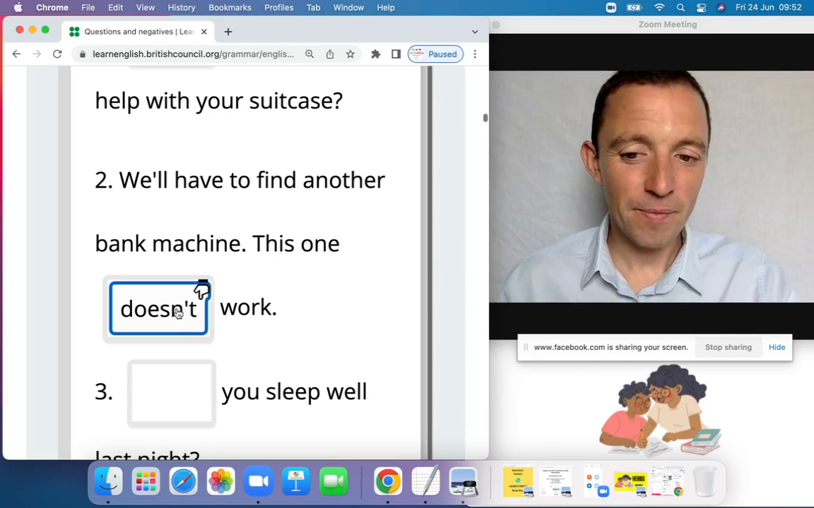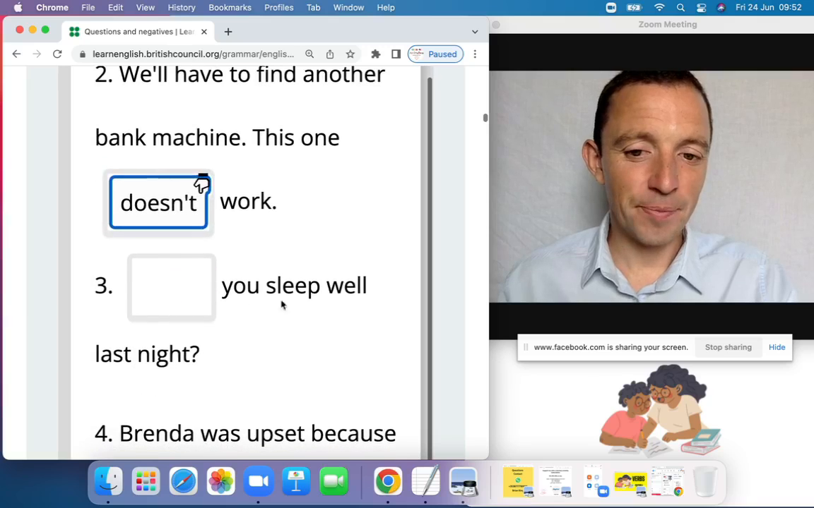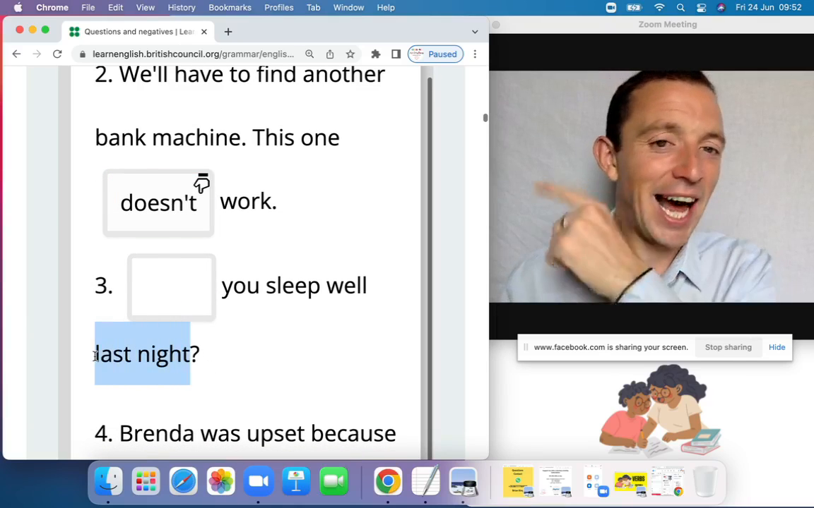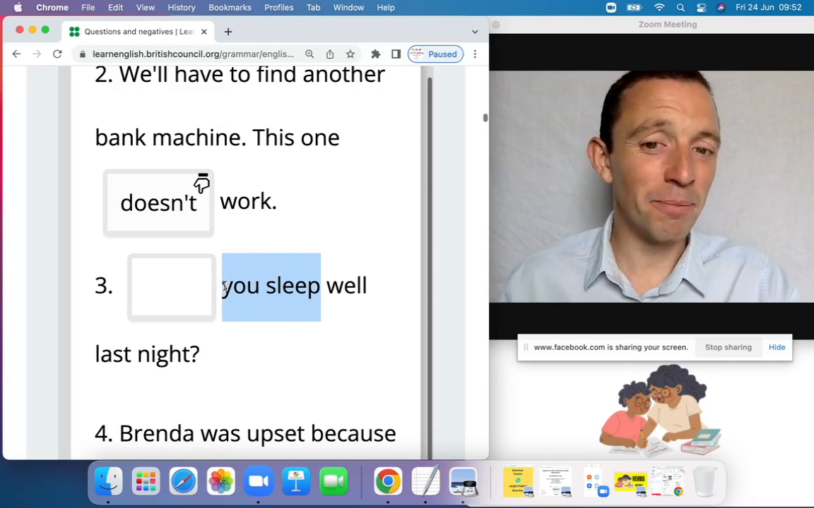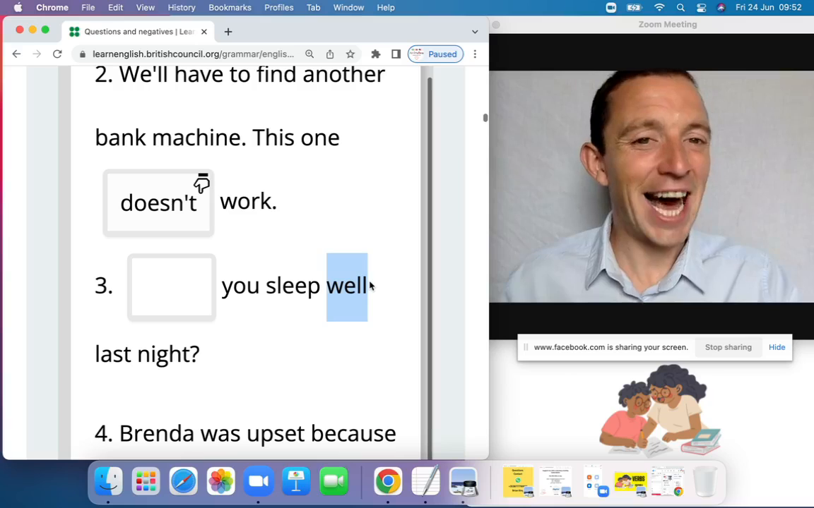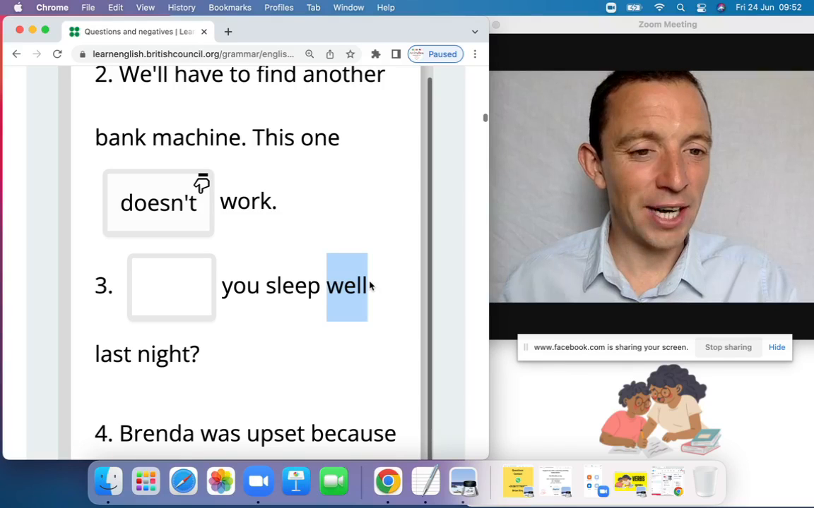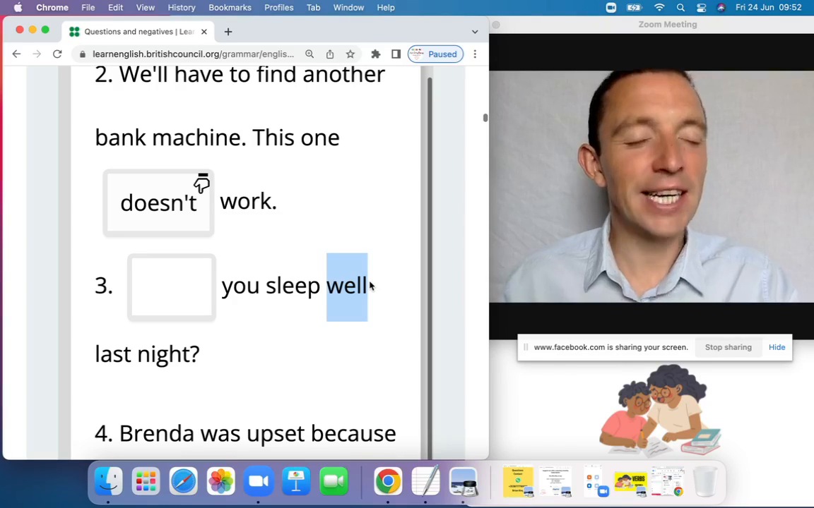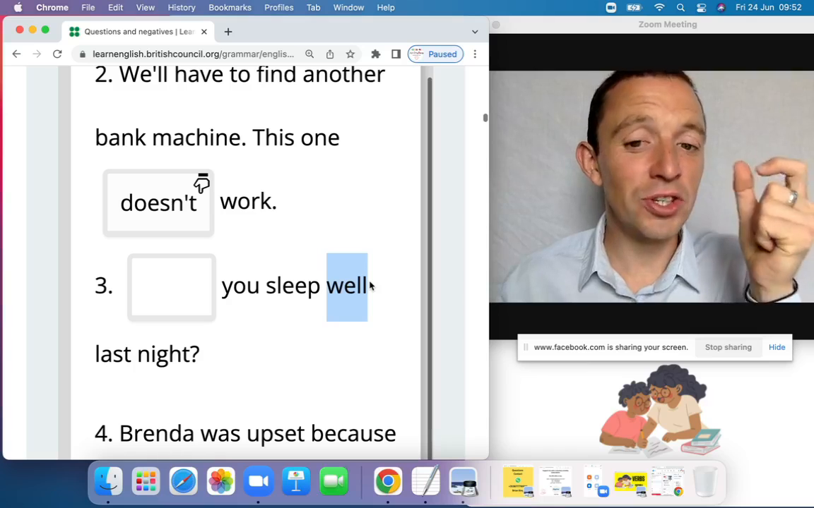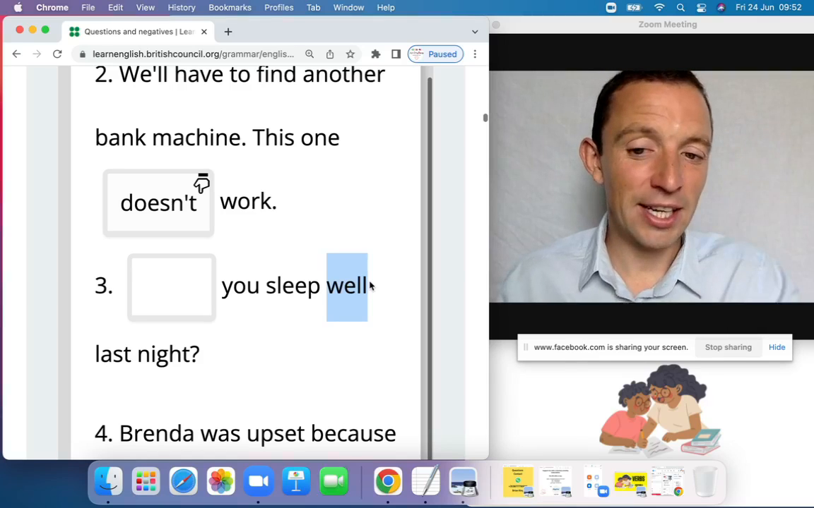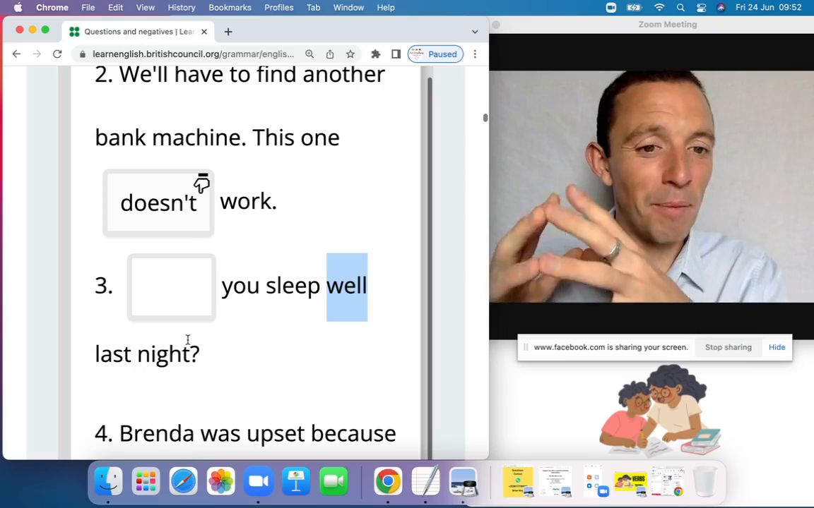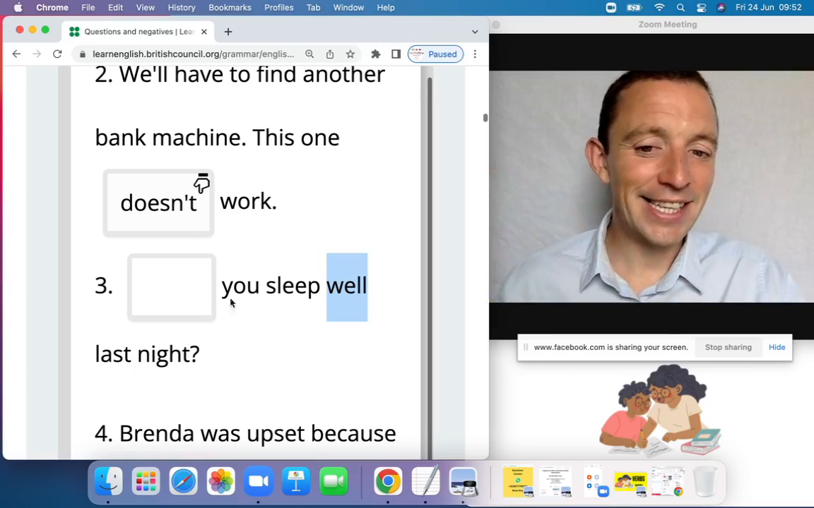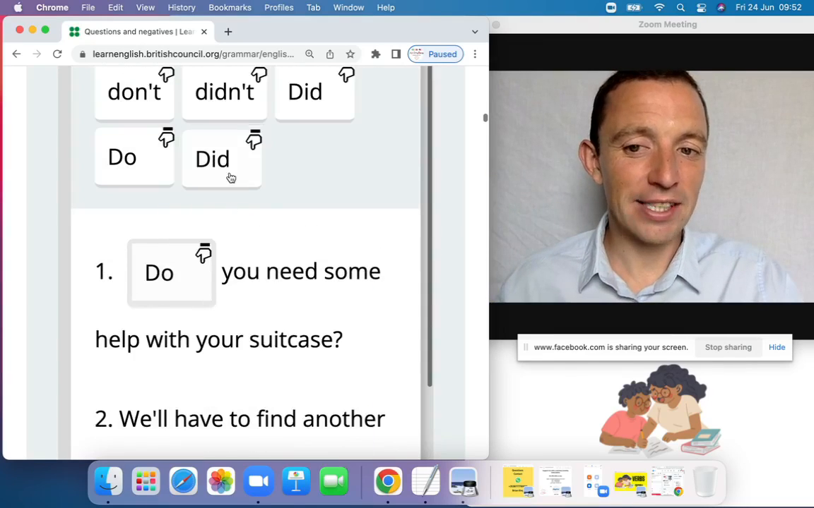Excuse me. Next, it's definitely the past, last night. The verb is sleep. The subject is you. So we need the auxiliary verb do, and well is the adverb, I think. The adjective is good and the adverb is well. So it's the past, so the auxiliary verb to do probably is in the past, did. Did you sleep well last night?